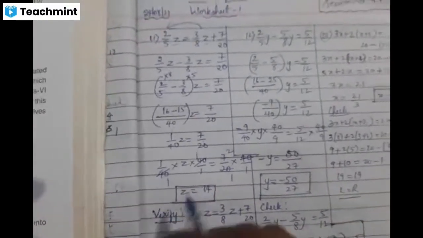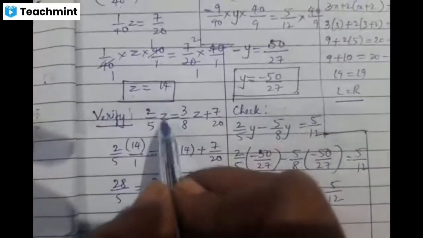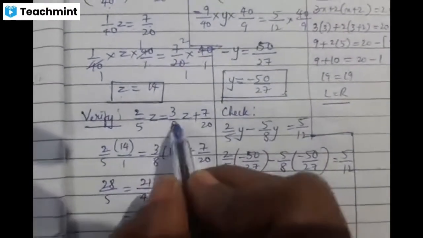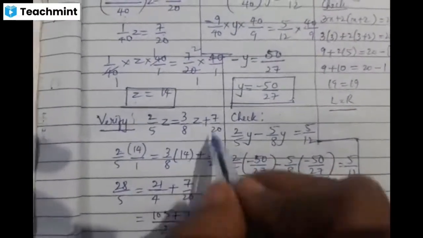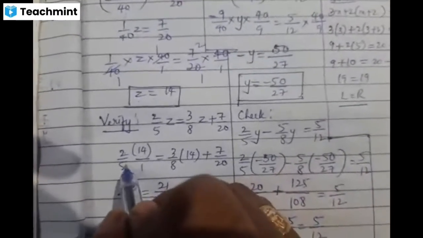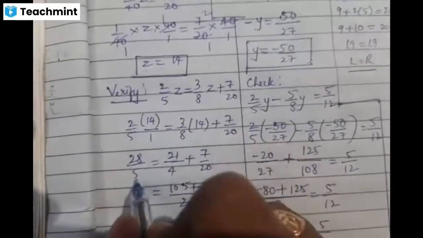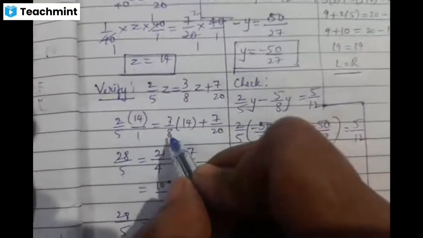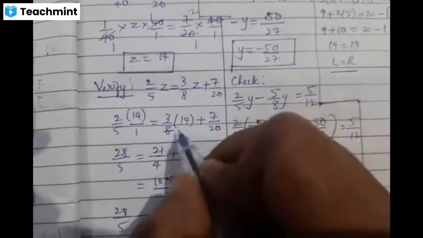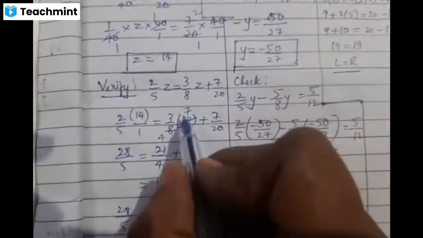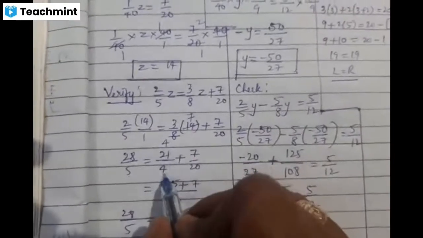Now it is time to check. Let us consider the given equation and substitute 14 in place of z. So 2 by 5 into 14 is equal to 3 by 8 into 14 plus 7 by 20. If it is possible, cancel, otherwise keep it as it is, children. Here 14 2s are 28, over 5, on the left hand side. On the right hand side, 3 by 8 into 14, 8 and 14 can be divided by 2. 2 4s are 8, 2 7s are 14. 7 3s are 21 by 4 plus 7 by 20 as it is.